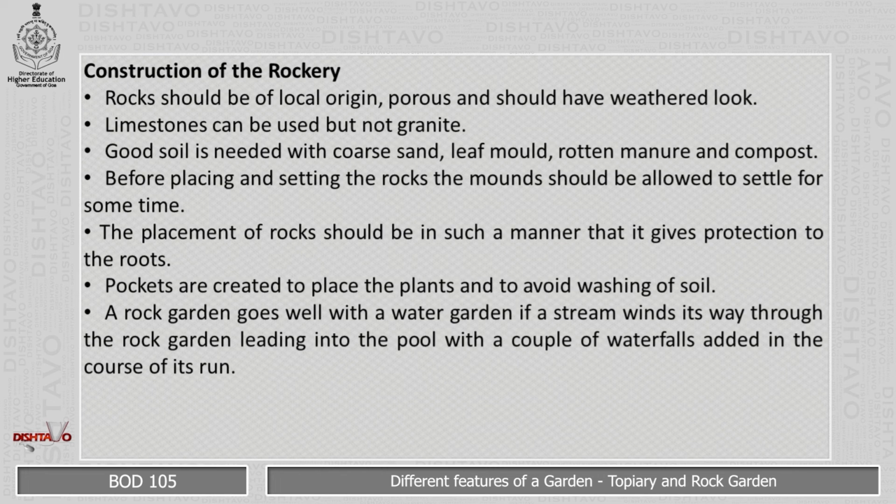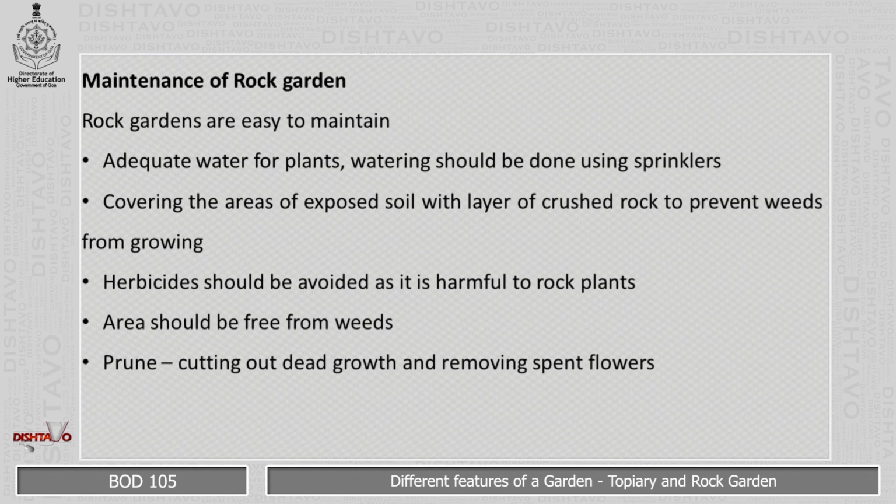Rock garden goes well with the water garden if a stream winds its way through the rock garden, leading into a pool with a couple of waterfalls added in the course of its run.